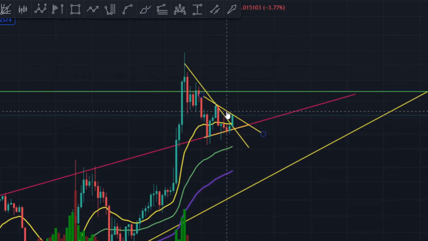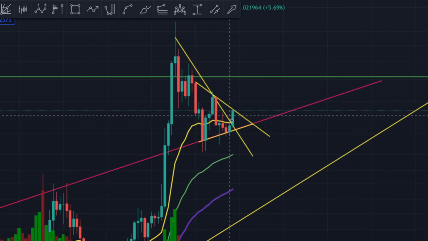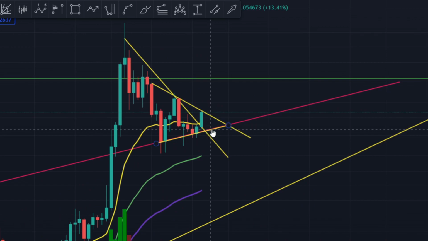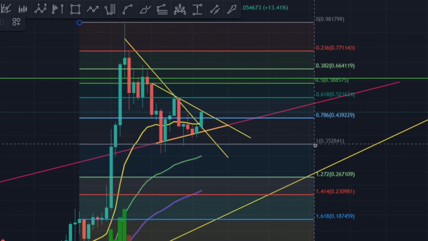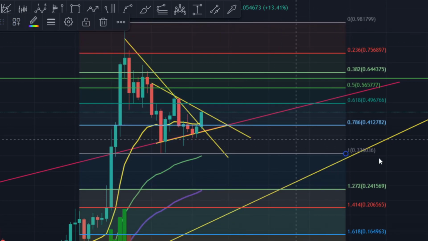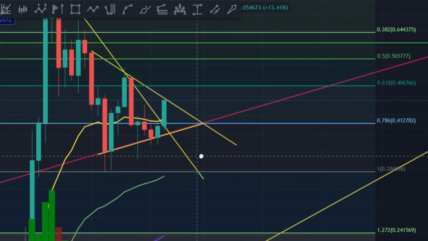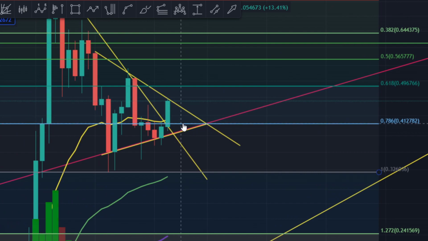Let's say if this does get rejected, then normally it will come and fall back to the support level at the 0.39, 0.40 levels. You could also bring your Fibonacci and just place it over here. You can see right over here where the level is. It might fall back to 0.786 or at this support level.